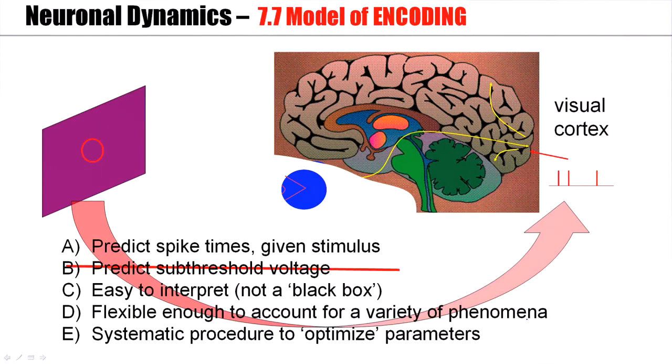Now this is an example of encoding. We present the stimulus and we record in the LGN somewhere in between, or in the visual cortex we determine the receptive fields. We can predict spike times given knowledge of the stimulus. Our model is easy to interpret, and it's flexible, and we have a systematic procedure to optimize parameters. This is the scenario of encoding.